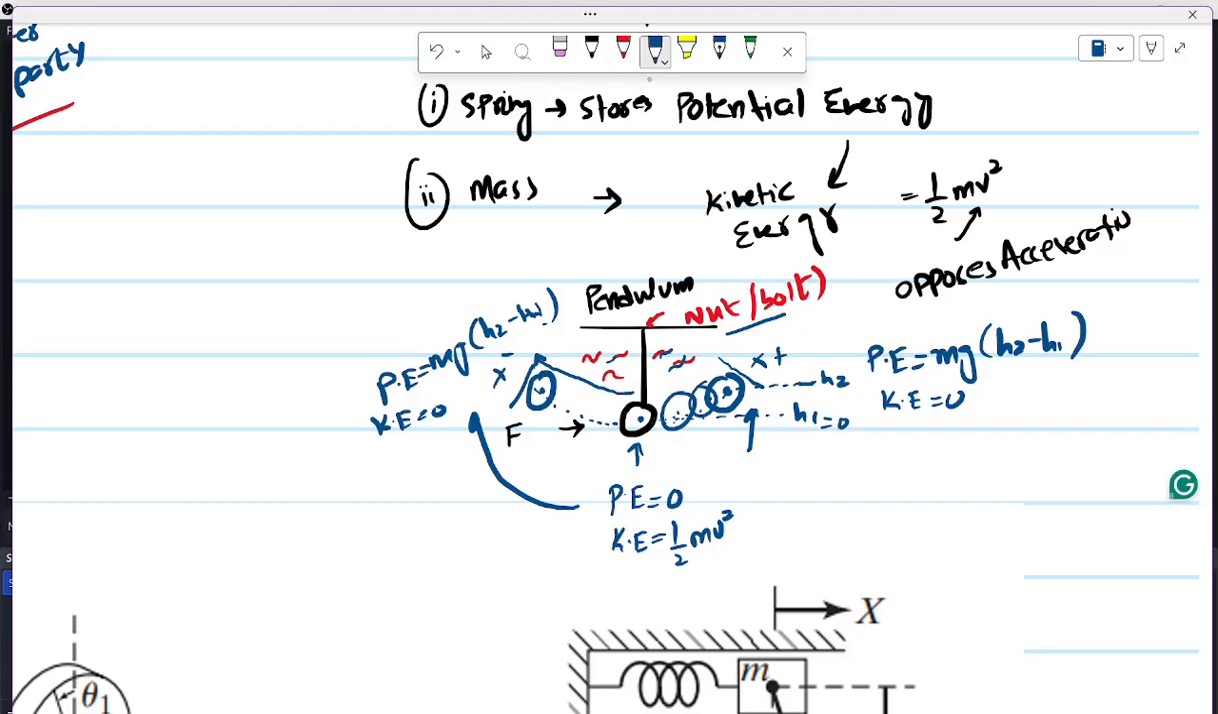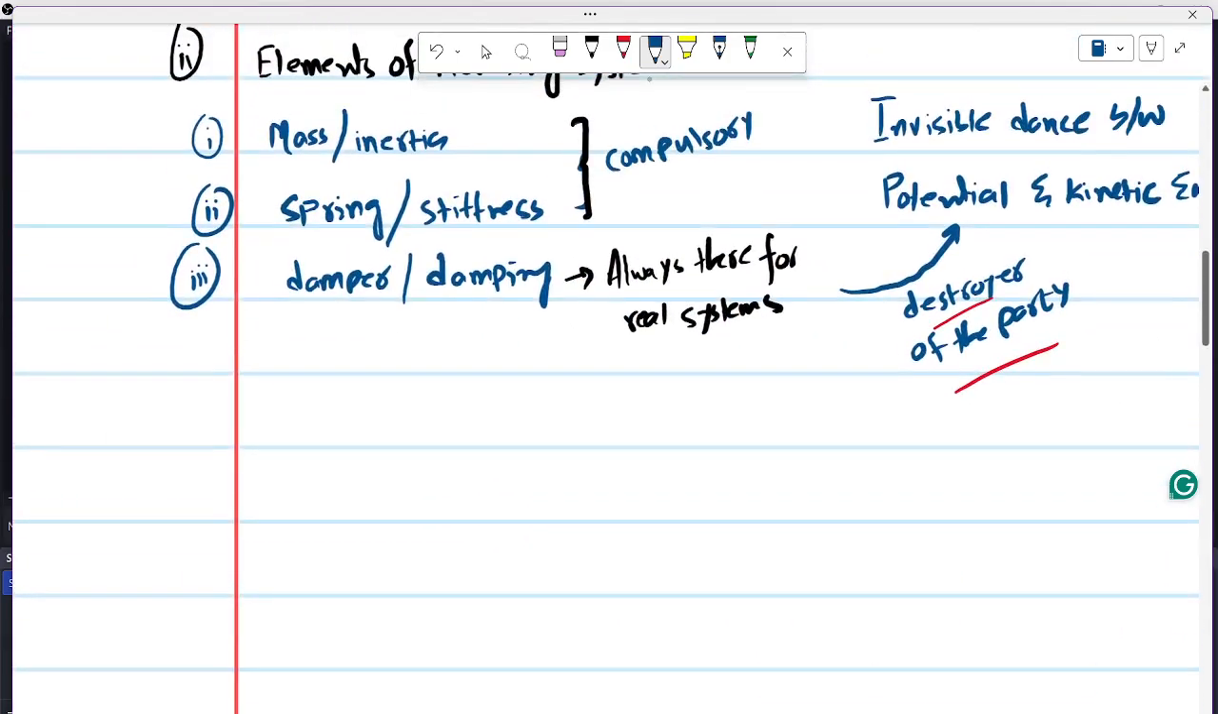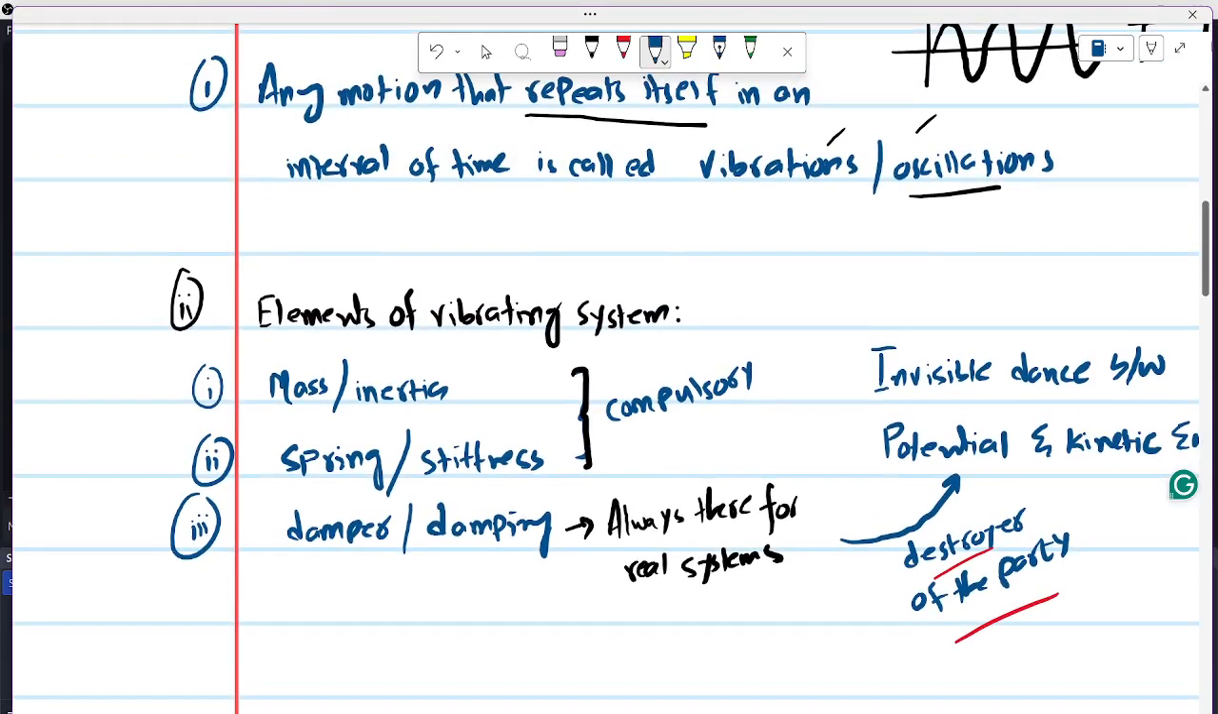So they have different elements, and the purpose of this explanation was that whenever you encounter a mechanical system, you should be able to understand what each component will be doing, and that will help you to formulate the mathematical model of that system. So that was just a brief introduction of what the elements of mechanical vibrations are.